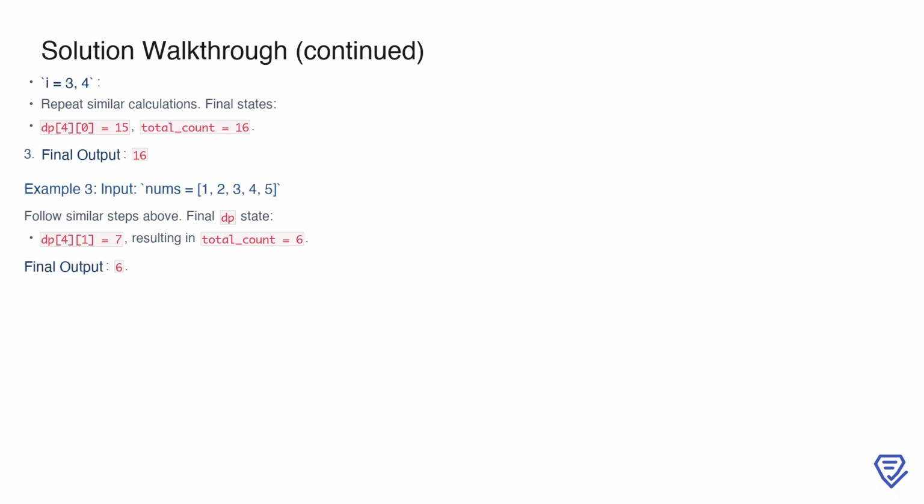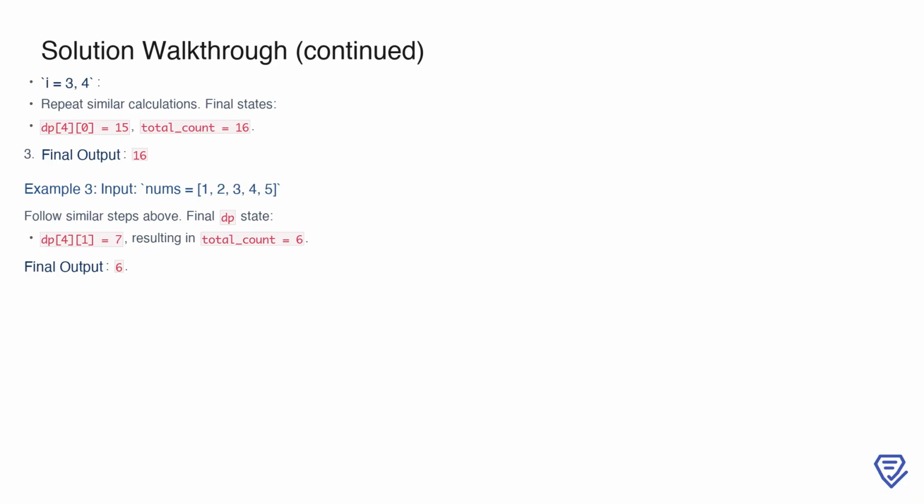For i equals 3 and i equals 4, we continue extending subsequences in a similar fashion. Since all elements are identical, the difference remains 0 throughout. At index 4, dp[4][0] accumulates to 15, representing all possible subsequences with this difference. The total_count reaches 16, which includes all valid arithmetic subsequences of length 3 or more within the array.